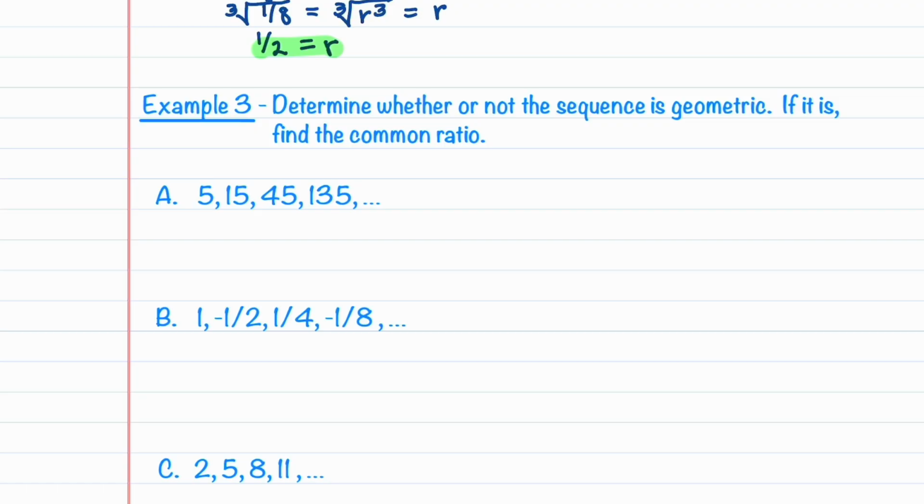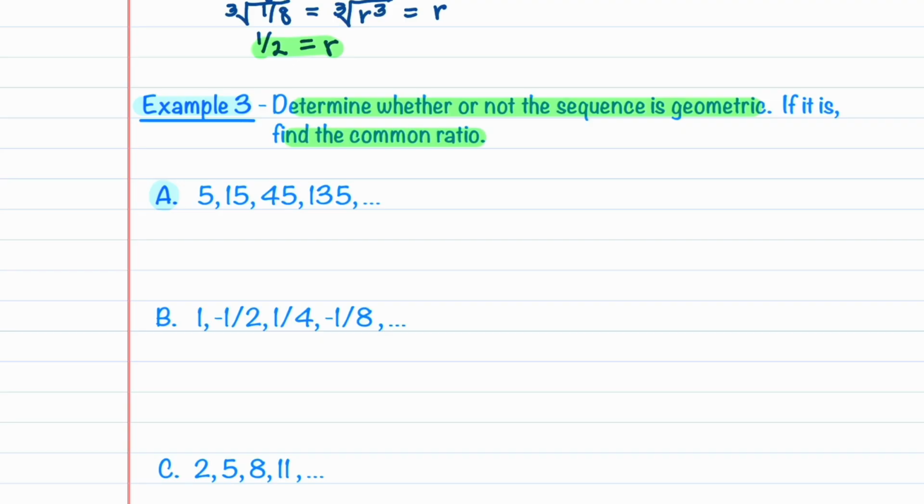Now that we know all about geometric sequences, we're going to look at this example, and we're asked to determine whether or not the sequence is geometric. And then if it is, we need to find the common ratio. Let's look at our first one.